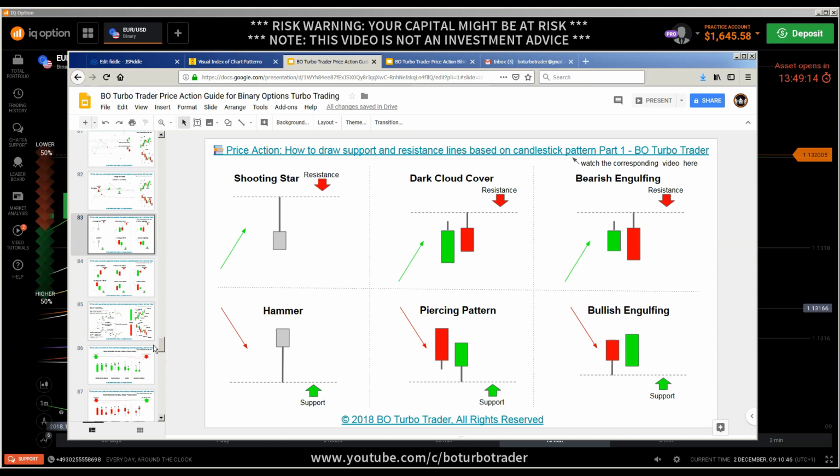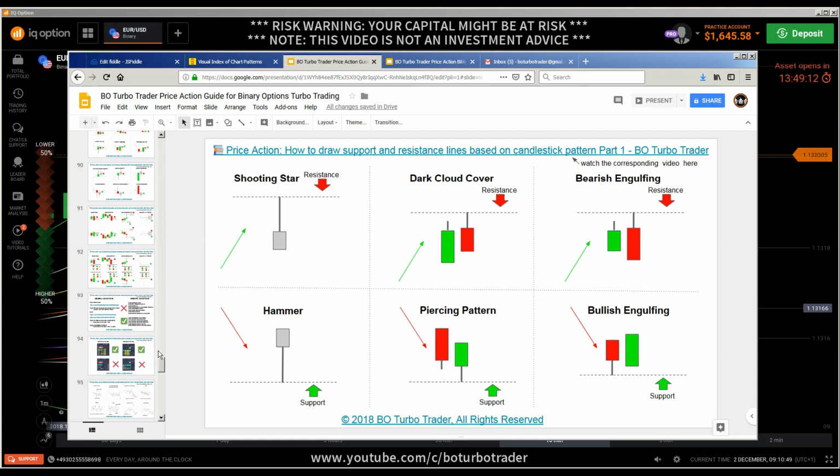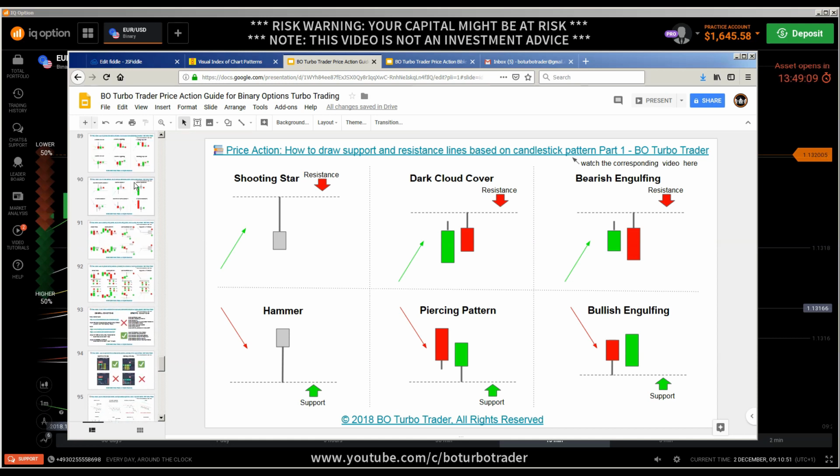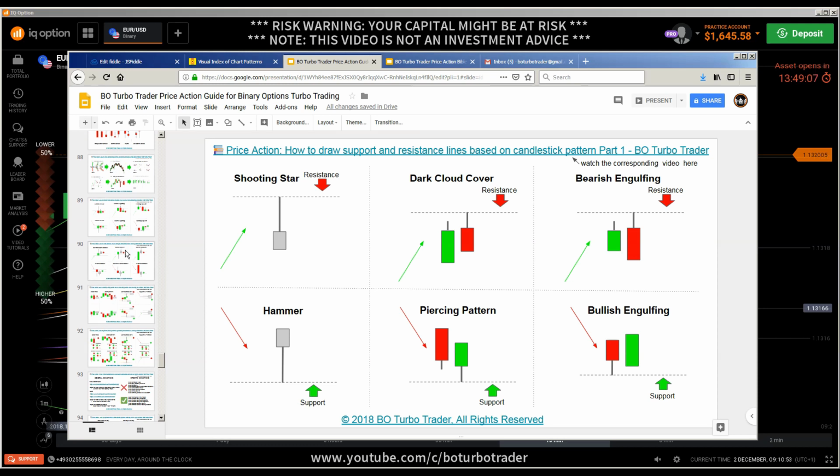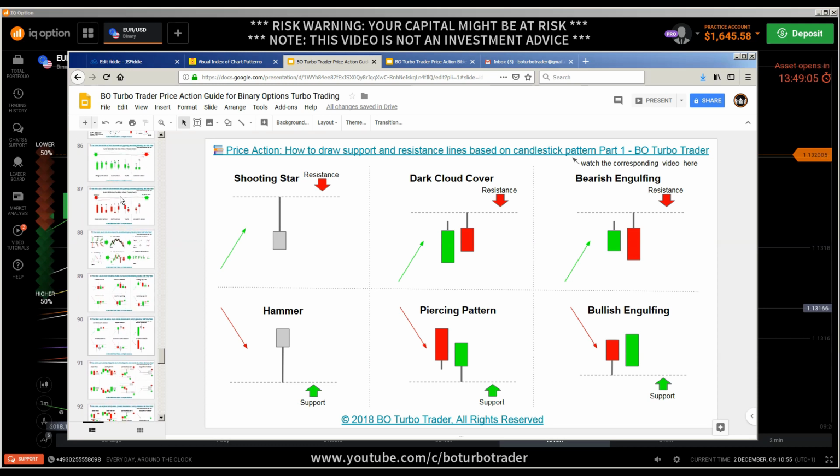That is really important. And then obviously the progression of the candlestick patterns, so that you understand that the longer the wick, the less bullish or bearish it is.